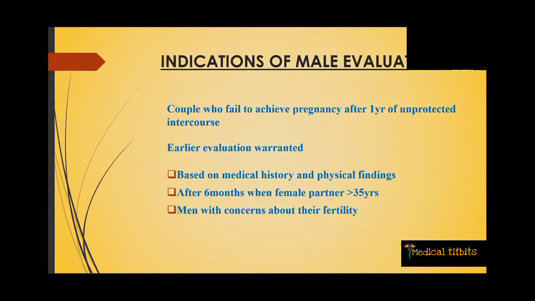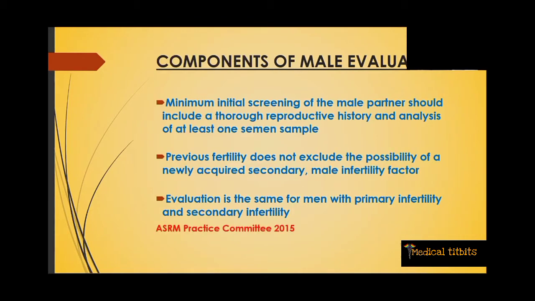Now, who are the people who are indicated for a male evaluation? All male partners of those couples who haven't been able to achieve a pregnancy in 1 year after trial. Earlier evaluation of the male partner is warranted if the man has concerns about his fertility, or if the female partner is more than 35 years old, or if there is any abnormality in the medical history or the physical findings. Now, what are the components of a male evaluation?